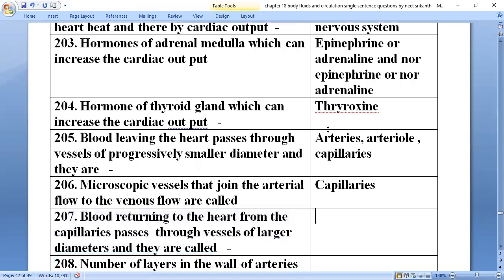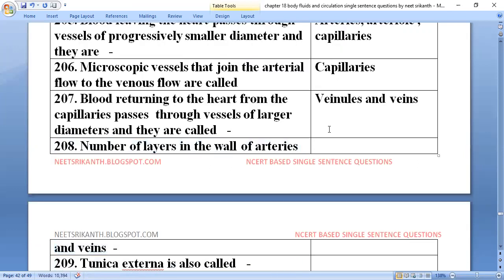Blood returning to the heart from the capillaries passes through vessels of larger diameter, and they are called venules first. All the venules form veins, and veins form the vena cava.